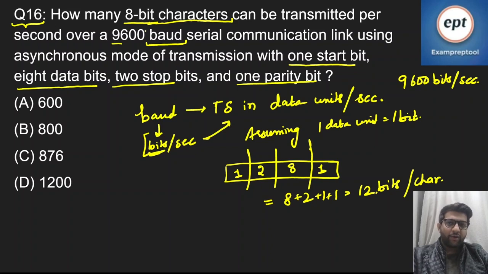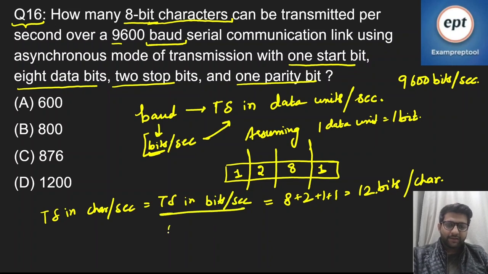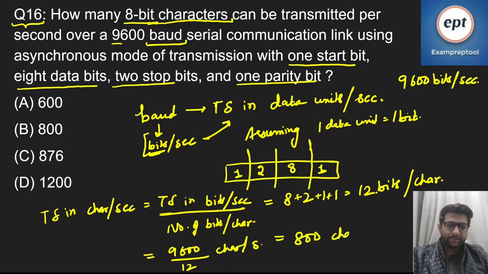Now we will have to calculate how many characters can be transmitted per second. Again, we will have to calculate the transmission speed in characters per second, and that is the transmission speed in bits per second divided by the number of bits per character. So that will be 9600 divided by 12 characters per second. That will be 800, right? So option B.